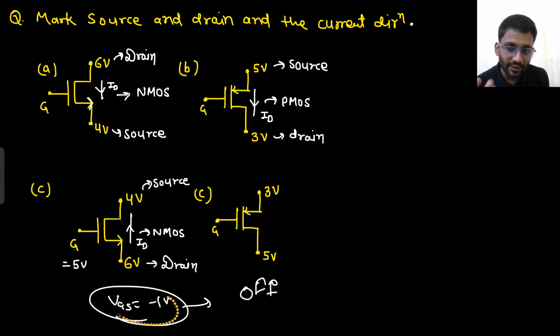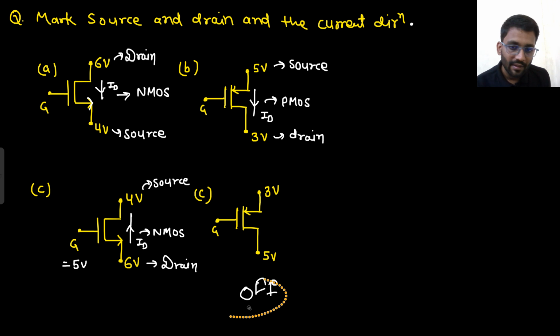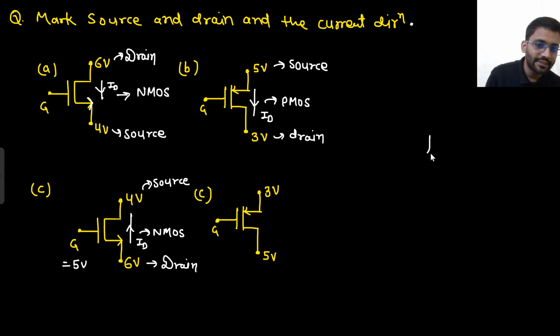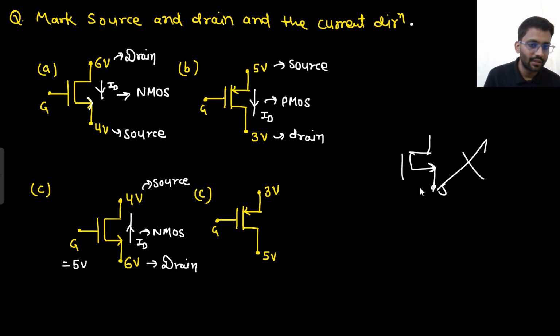But this is not VGS, this is drain. Because mostly what is taught is that wherever you see this arrow, that means this is source. This is wrong. Arrow doesn't mean this is source. If the arrow is outward, that means this is NMOS. That's it. Nothing else. If arrow is outward, that means it is NMOS, nothing else.